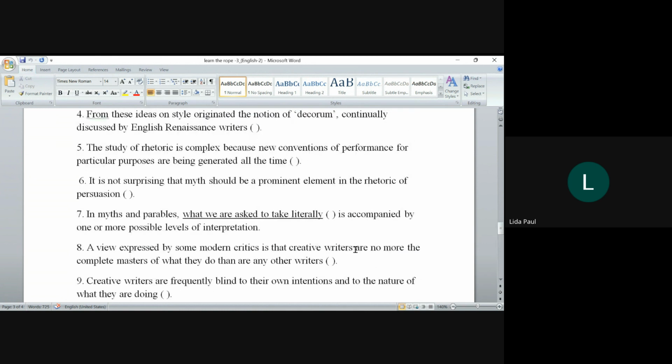Sixth one: it is not surprising that myth should be a prominent element in the rhetoric of persuasion. It's not surprising. Okay, not this one as well. This is also a case of an appositive clause. Seventh one, go to the seventh one. In myths and parables, what we are asked to take literally is accompanied by one or more possible levels of interpretation.